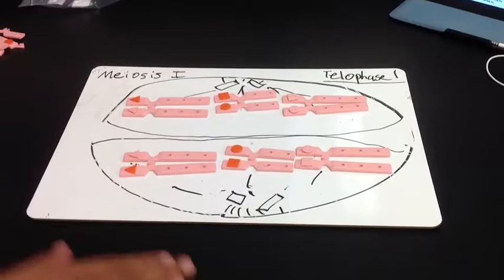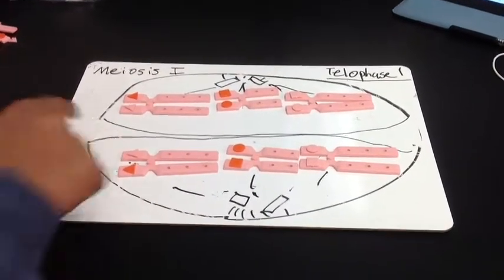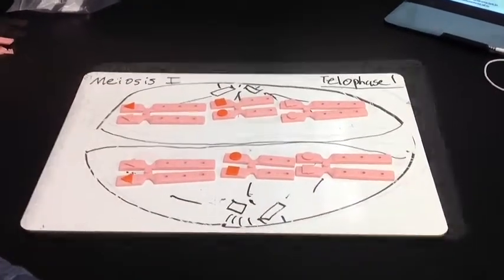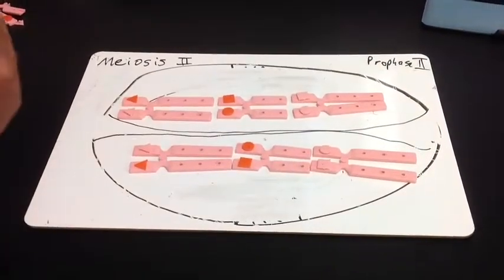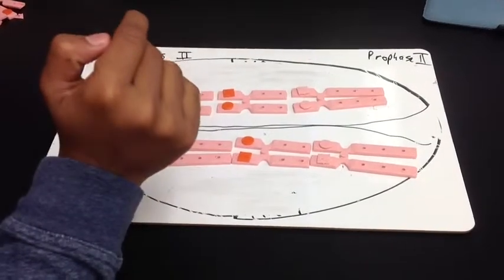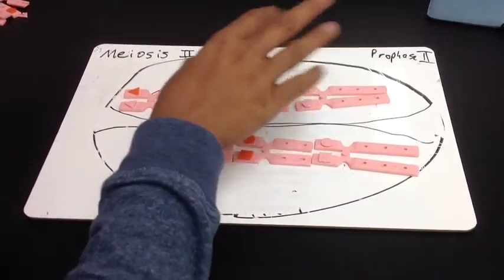Okay, so now telophase is taking place. So the cell is dividing into two cells. So you can see the cleavage furrow right here as it divides. So now as meiosis 2 starts, so does prophase 2. So in this one, the two different cells now separate. The sister chromatids now are just together.